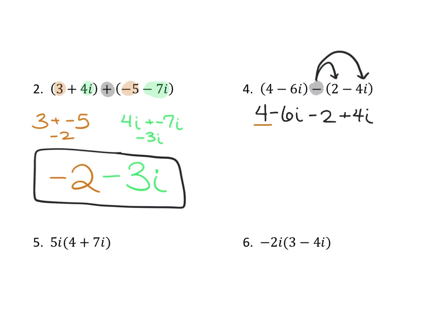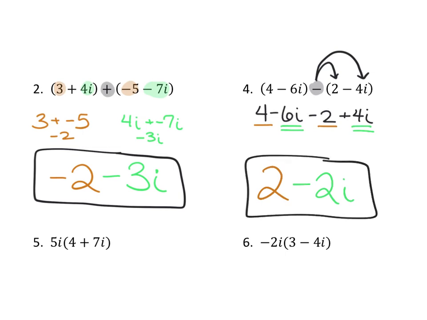Now I have some real numbers, and I have some imaginary numbers. We combine the real with the real and the imaginary with the imaginary. That means this should be 4 minus 2, that's 2. Negative 6 plus 4, that's negative 2. So we do not do any sort of sign change on addition, and you change all the signs of the second complex number when you subtract. If you did not draw your arrows from the minus sign into that parentheses, I need you to do that.